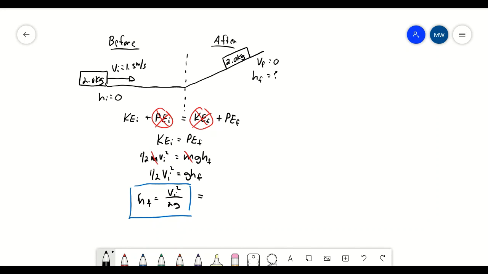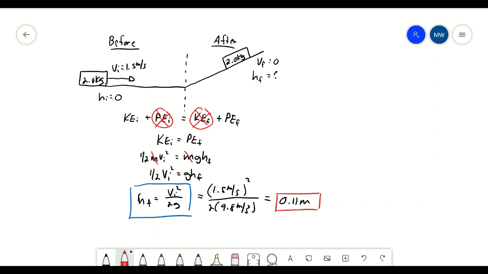If we put the numbers in now, we've got our 1.5 meters per second. We have to square that. Divided by 2 times our 9.8 meters per second squared. That's gravity's acceleration on Earth. Hey, if you're a new Martian rover, Perseverance, then it's going to be 3.7. Anyway, so our 1.5 squared divided by 2 times 9.8, we get 0.11 meters. So that's how we do these problems.